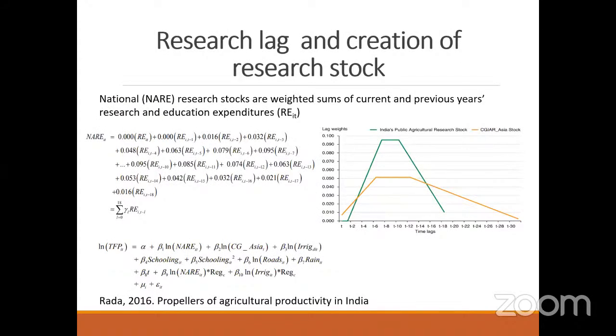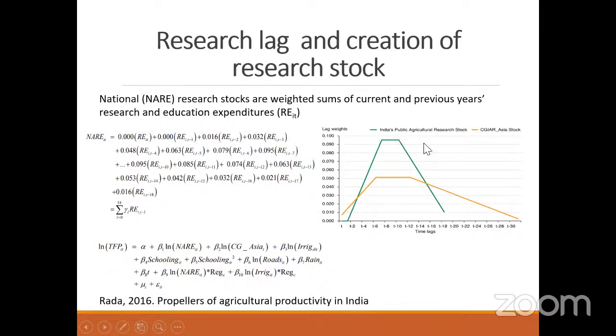This is a study by Nicholas Rada, who has measured the impact of research on TFP in his paper on approaches to agriculture productivity in India. He has measured the research lag in expenditure, like national research. He has calculated the national research stock as a weighted sum of current and previous years' research and education expenditure.